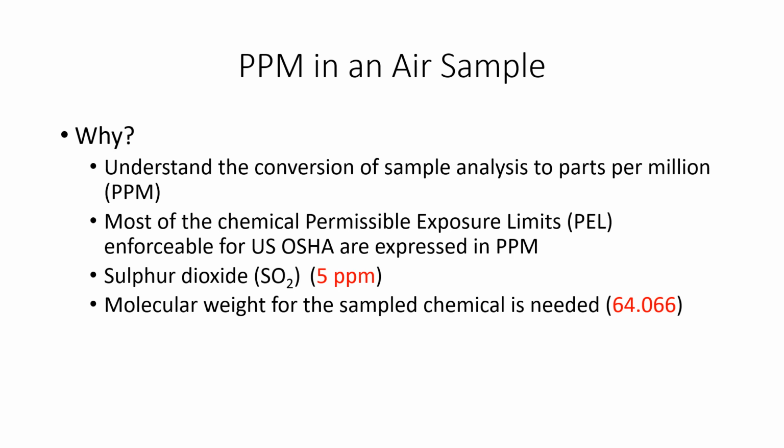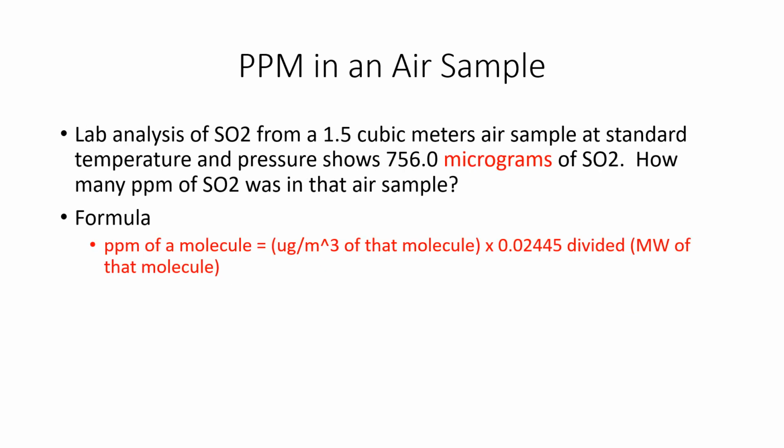So in today's example, we're going to look at sulfur dioxide only for this one. The PEL for this is going to be 5 ppm, and we have to have the molecular weight of the chemical that's going to be sampled. In this case, because we're only trying to look for sulfur dioxide, it's 64.066 for the molecular weight. Let's go ahead and do some math here.